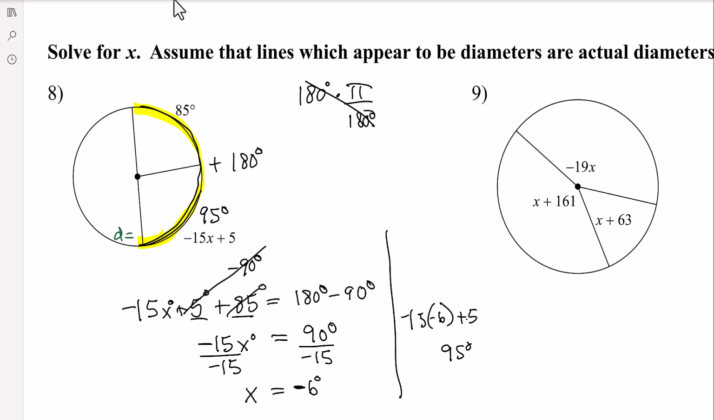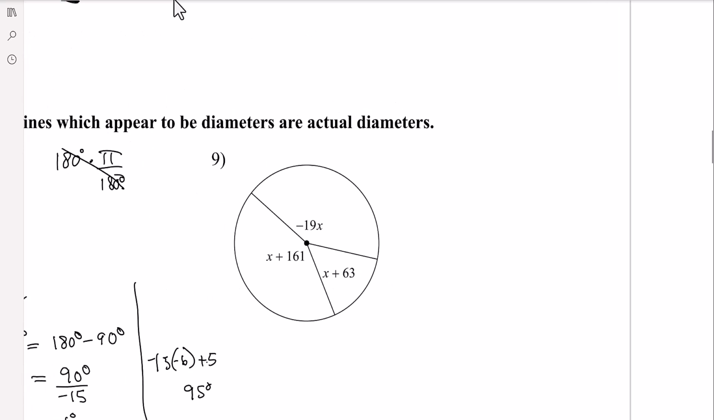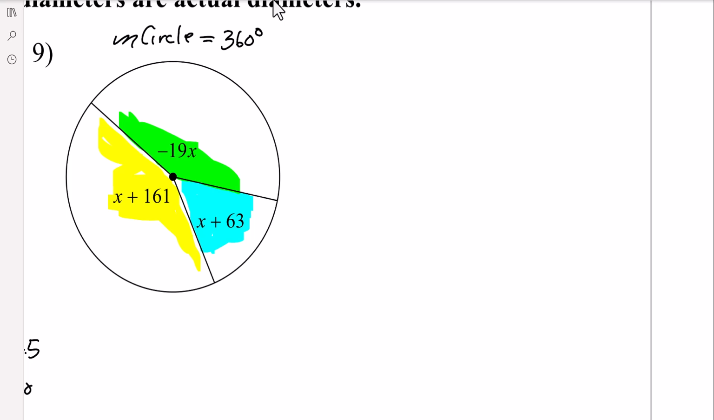Okay, we're going to go ahead and move on to number 9. Okay, so for this one right here, again, each of those radii are the same. So we are told, here's this angle right here. Here's this angle. So we're not given any of the arcs. We're only given the angles. Well, we know that an entire circle is 360 degrees. All of those angles add up to 360.